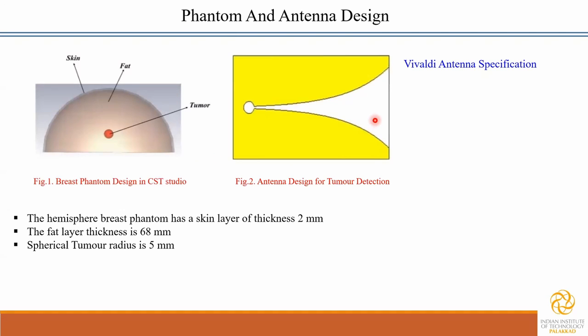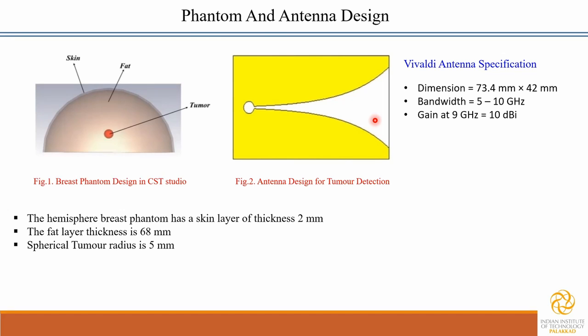Coming to the antenna design part, a Vivaldi antenna of dimension 73.4 by 42 millimeter is utilized for the microwave imaging. The Vivaldi antenna has a bandwidth of 5 to 10 gigahertz, which covers the lower frequency as well as the higher frequency of operation.